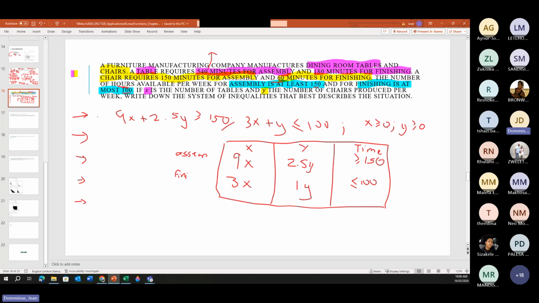Okay, and the reason why is we can't produce negative products. So I can't produce a negative number of tables. Even if the formula says it's maybe possible, I can't. So the x must always be bigger or equal to 0, the same with the y. You can't produce a negative number. You can produce 0. So if it means that for you to make the most profit you produce just tables, that's fine, but then it will be 0 chairs.